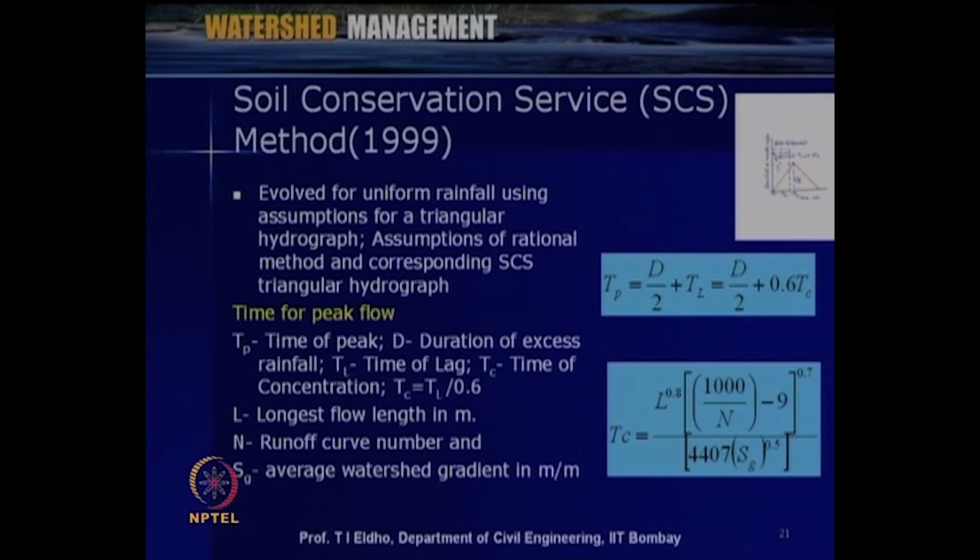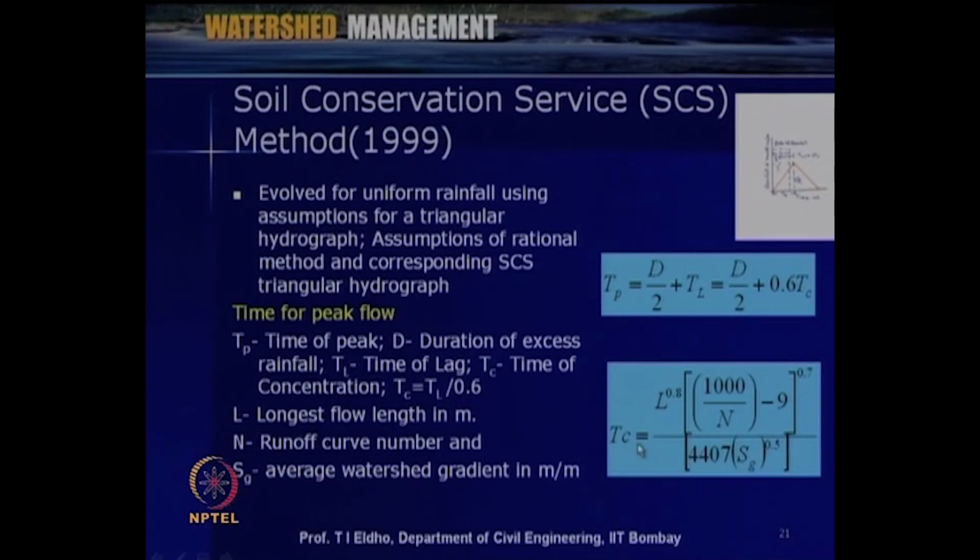Then there is the so-called Soil Conservation Service method. This is also evolved for uniform rainfall using assumptions for a triangular hydrograph like this. The assumptions of the rational method and the corresponding SCS triangular hydrograph are valid here also. Here Tp, the time to peak, is given by d/2 plus TL, that is, d/2 plus 0.6 Tc. Here d is the duration of excess rainfall, TL is the time of lag, and Tc is the time of concentration, where Tc = TL/0.6.